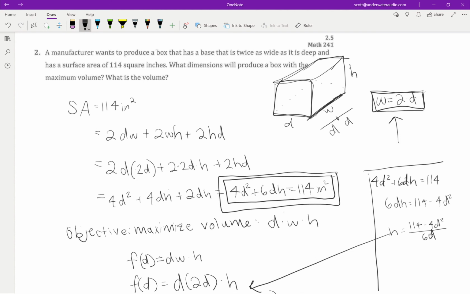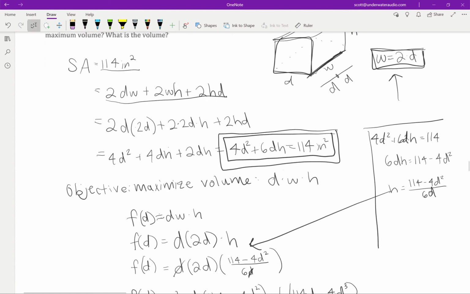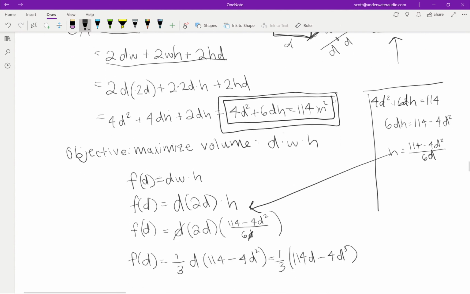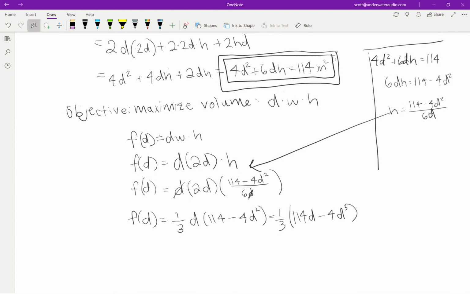So we took the surface area equation and set it equal to 114 square inches. That gives us two equations that we used to narrow our objective equation down to just the letter D as a variable, and that's very helpful.